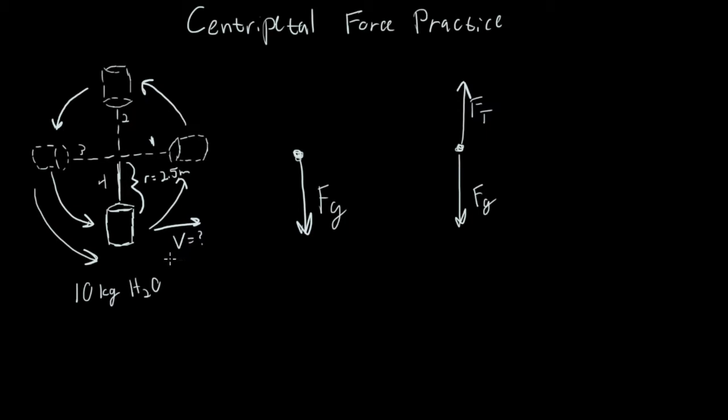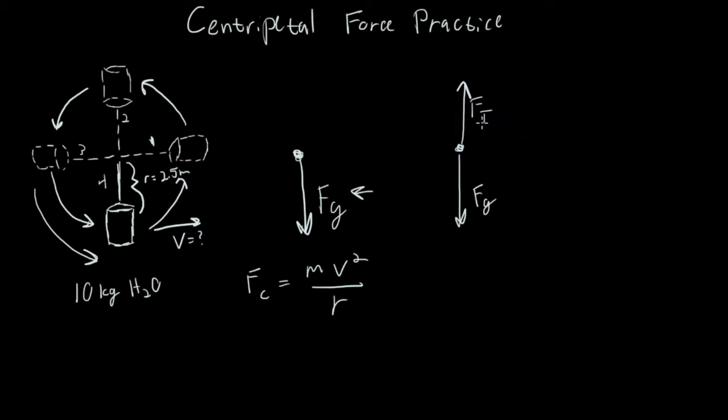Our question here is, what's the velocity that this bucket would need to be spun at? We've got 10 kilograms of H2O being spun at a radius of 2.5 meters. So here we're going to have a centripetal force equal to mass times velocity squared over r. And for that centripetal force, we need an identity. Well, the identity for that is going to be the force of gravity at the top of its arc.